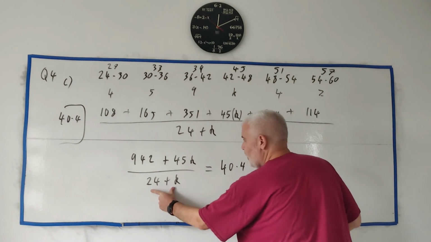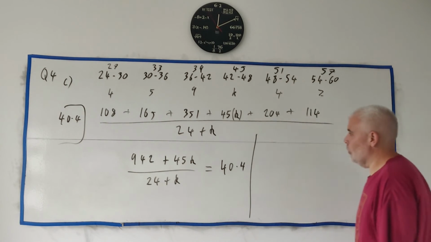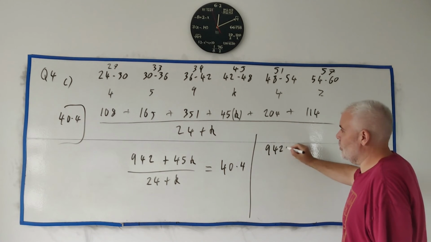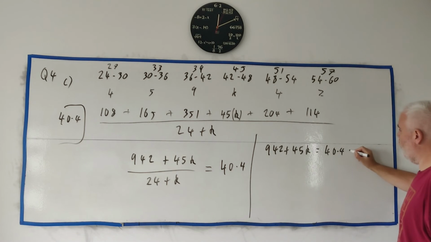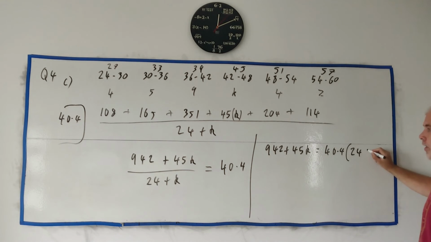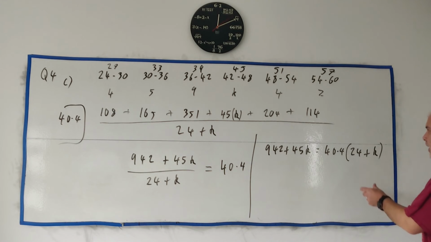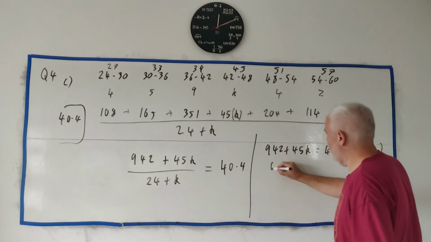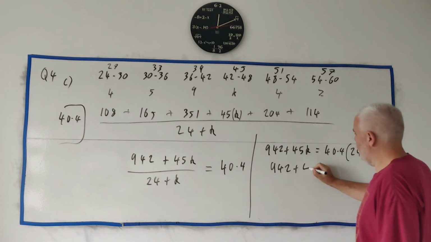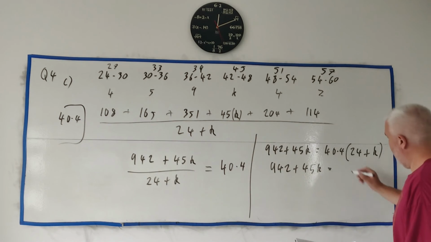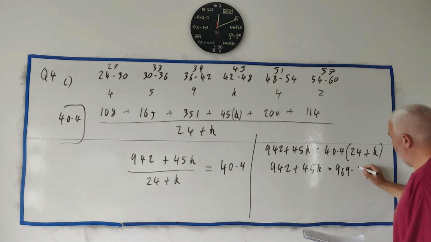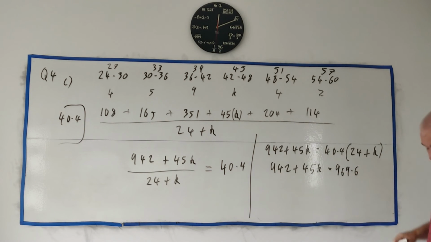Multiply both sides by this bottom row. I haven't left myself that much room, but let's do it all here. 942 plus 45k is equal to 40.4 multiplied by 24 plus k. Clean this up, I'd get some numbers out. Let me get back to my notes here. 942 plus 45k is equal to 969.6. That's 40 times 24 here, plus 40.4 times k.